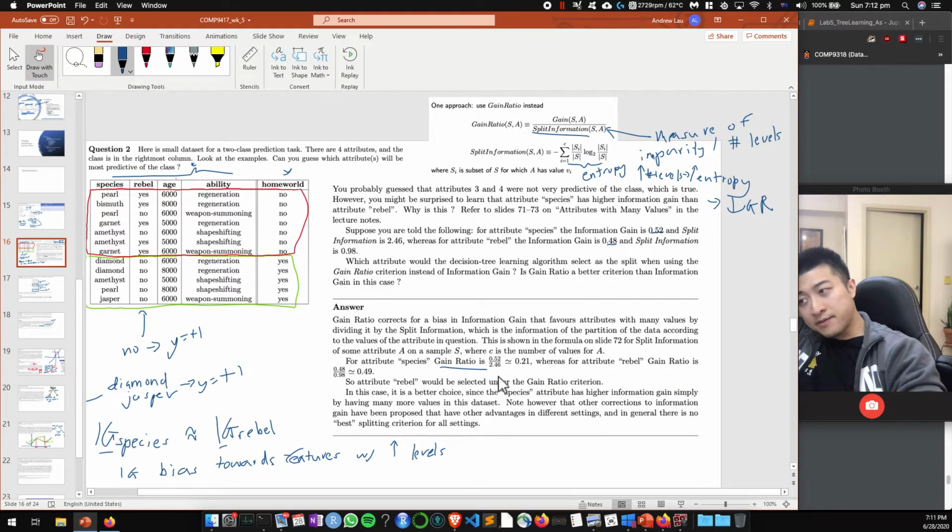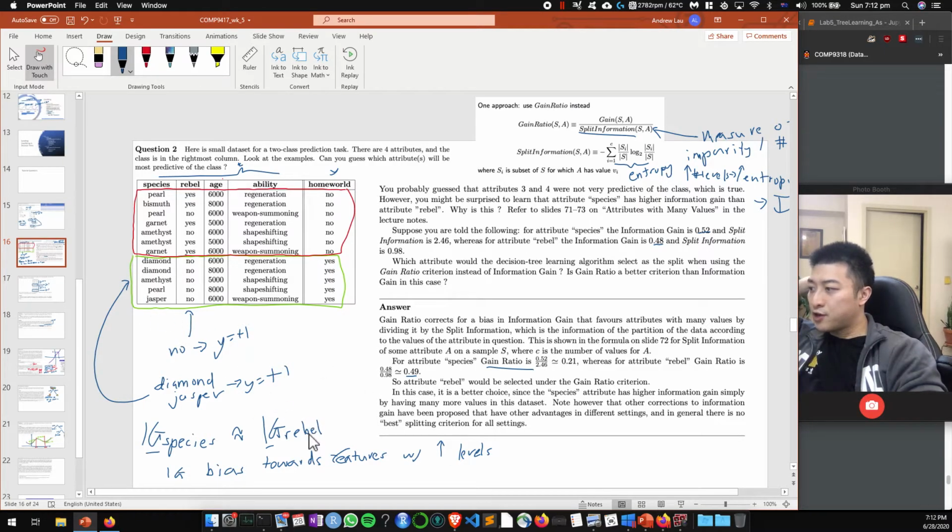And then after you calculate, you realize, okay, actually, the gain ratio of Rebel is 0.49, but the gain ratio of Species is 0.21. So after correcting for the bias in information gain from the number of levels, you realize actually Rebel is better. So we go Rebel here.